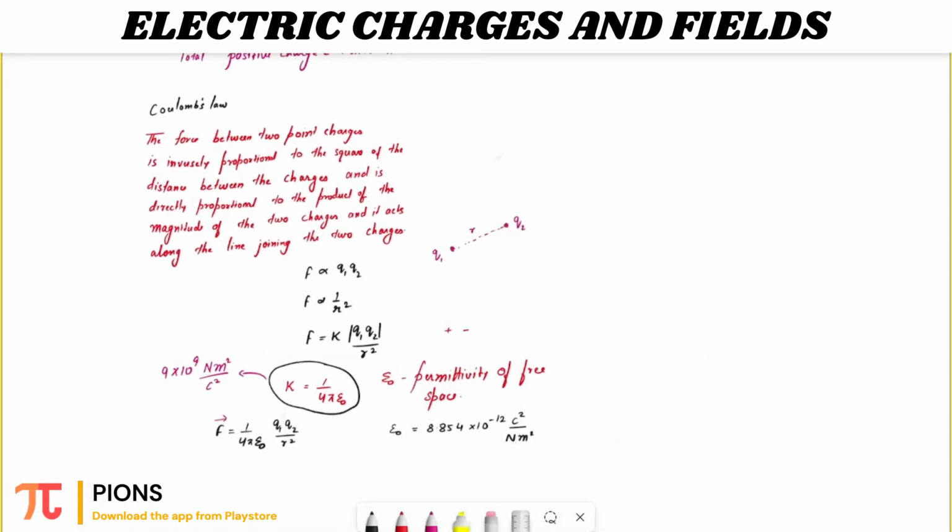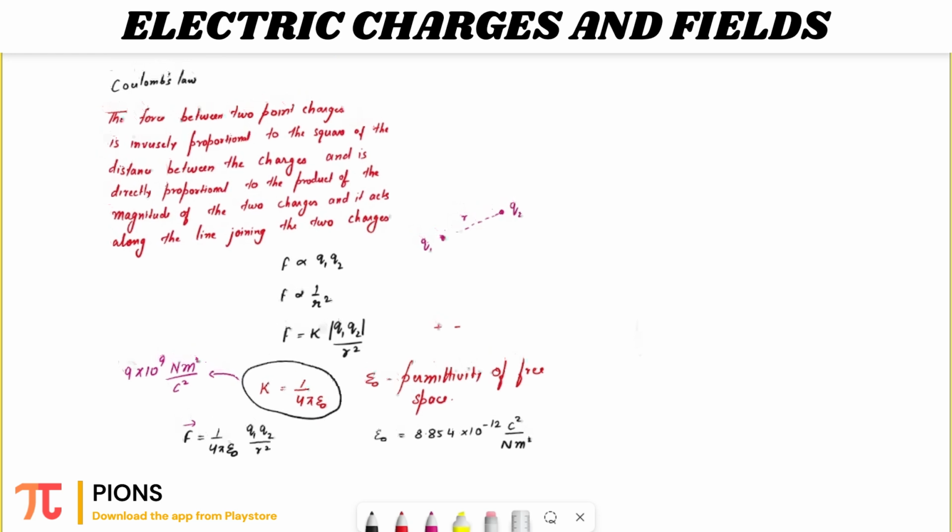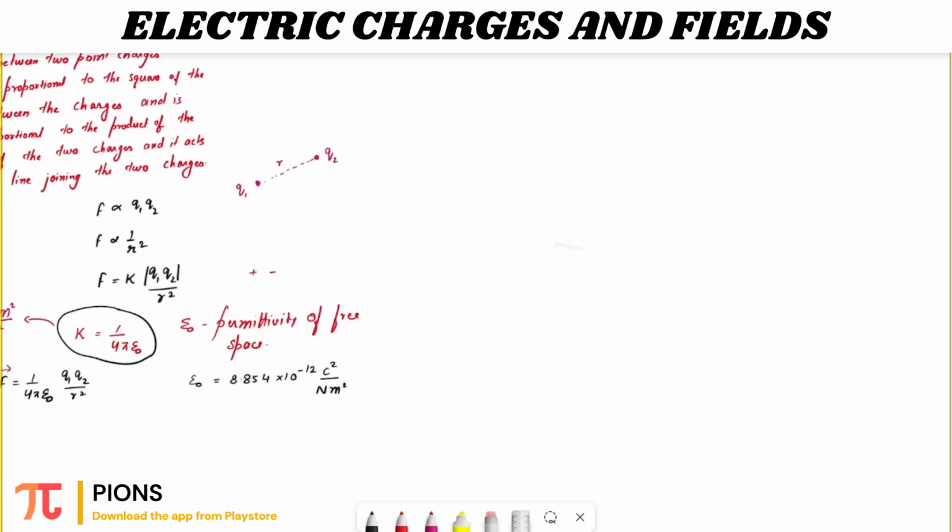Okay, so in the last lecture we defined Coulomb's law. Now in Coulomb's law we learnt how we find the force between the two charges. Let it be positive two charges, negative two charges. And this was our Coulomb's law in the previous lecture. The force was proportional to the product of the two charges and inversely proportional to the square of the distance between them.